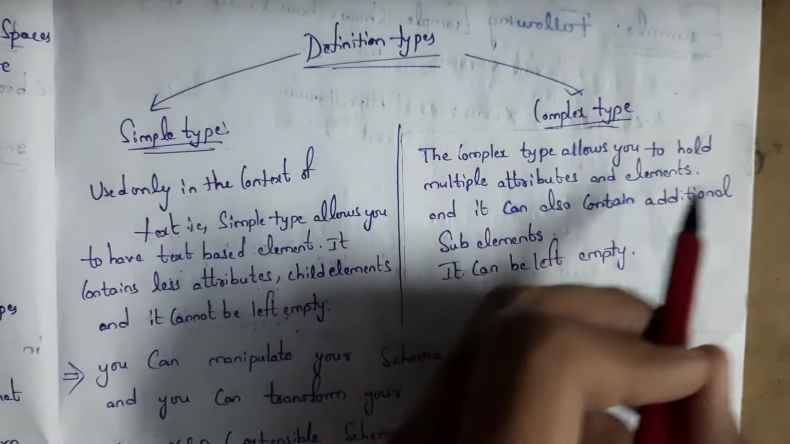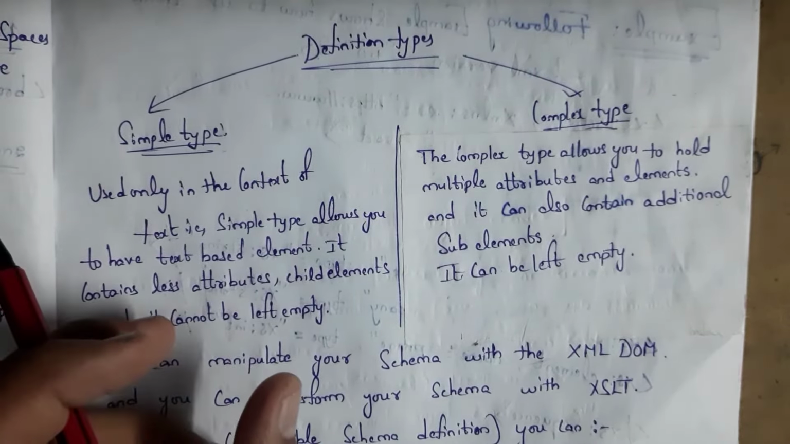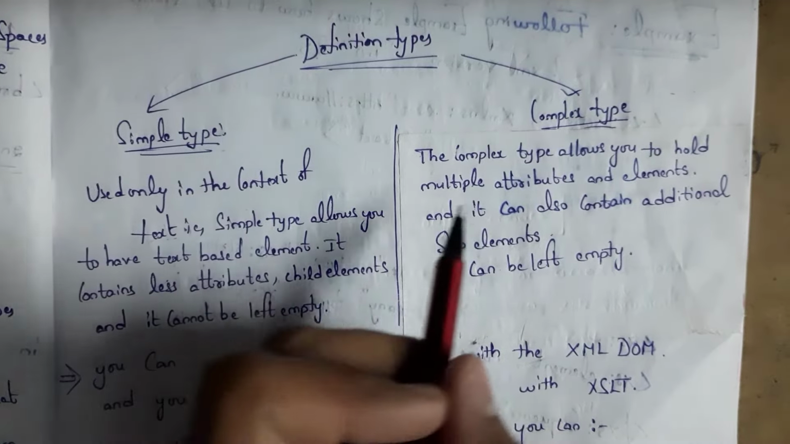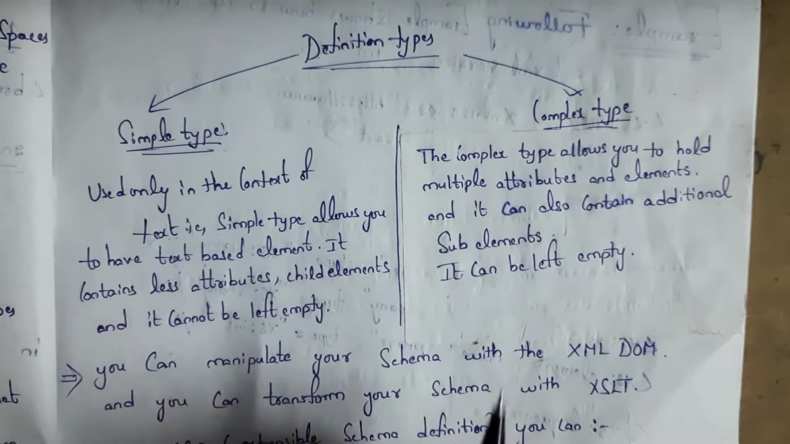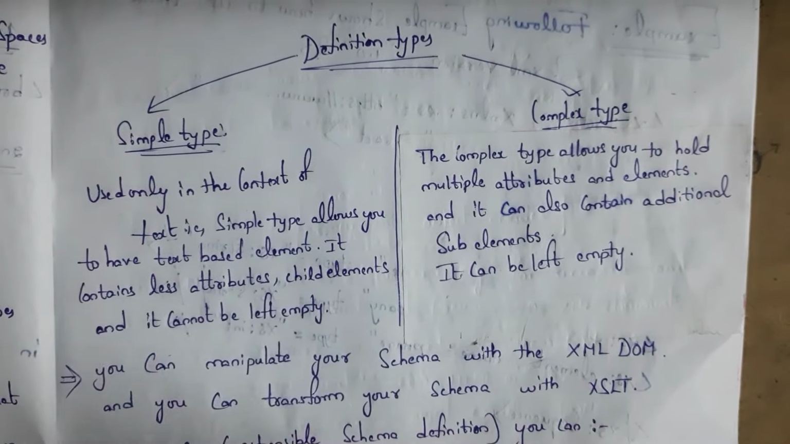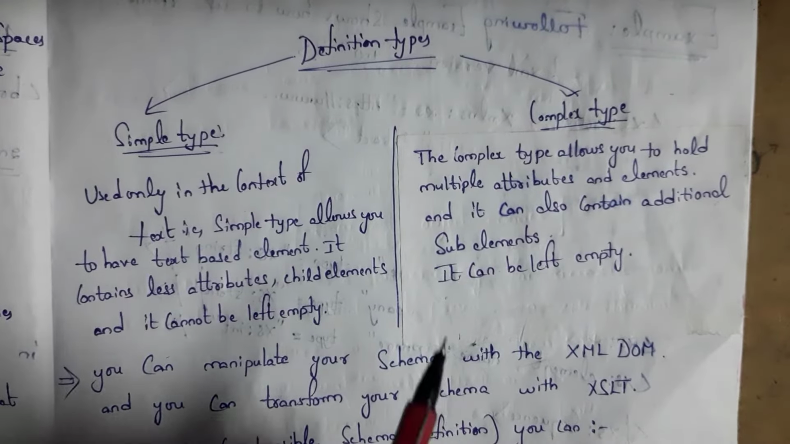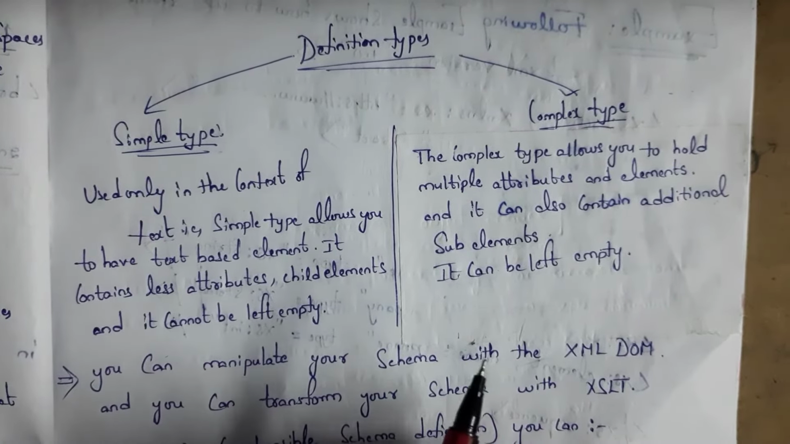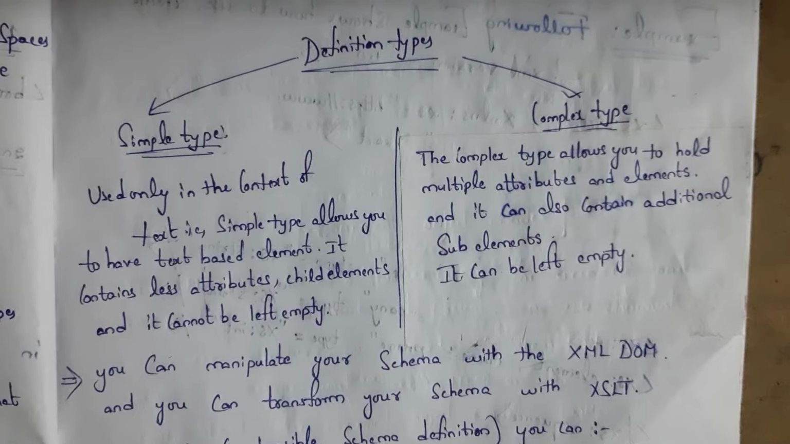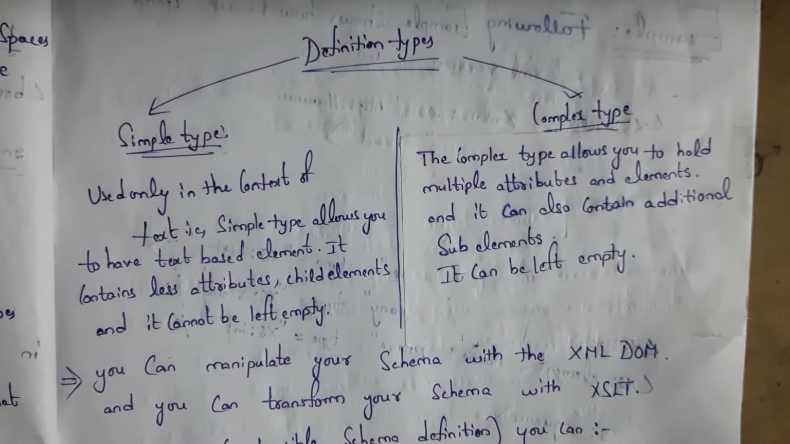Complex type allows you to hold multiple attributes. Simple type contains only few attributes, whereas complex type contains multiple attributes and elements, and it can also contain additional sub elements. We can also add additional sub elements in this complex type, and it can be left empty. We can also leave this complex type empty. This is the basic difference between simple type and complex type. This XML schema is classified into 2 types.